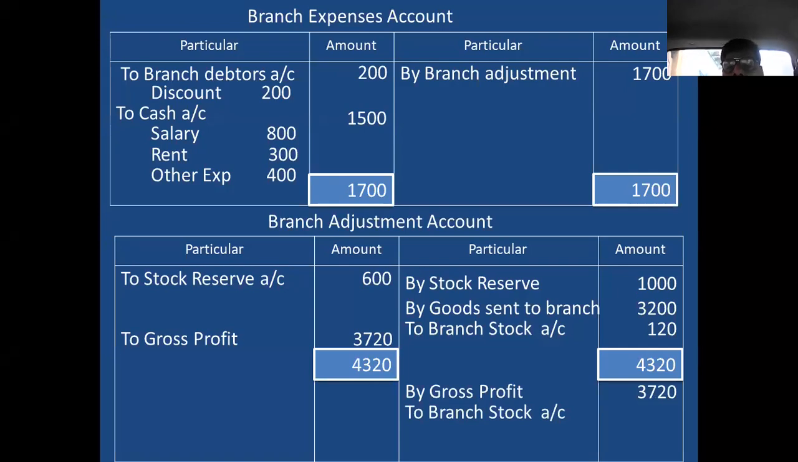Okay, one more thing. Surplus loading 120 is taken in the trading account credit side, and the remaining cost on that surplus comes in the P&L account credit side. Remember this.